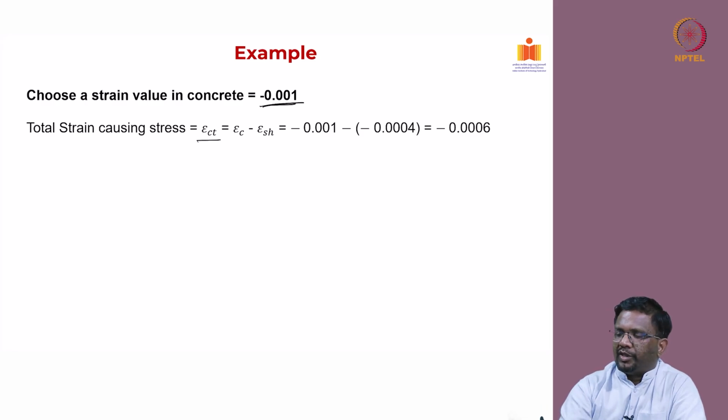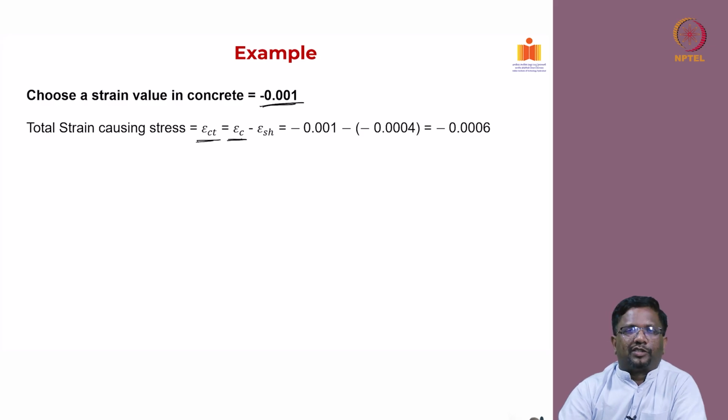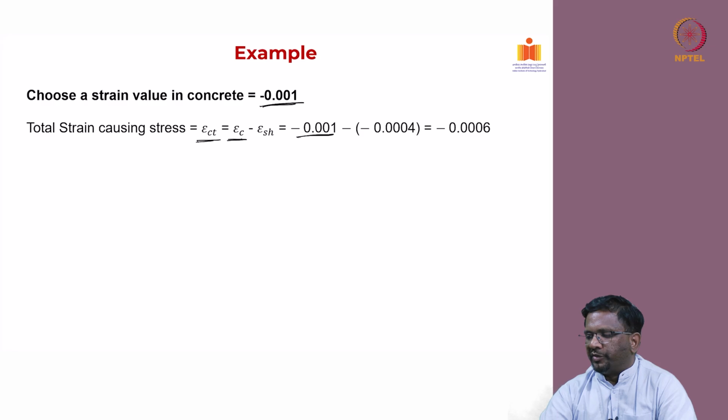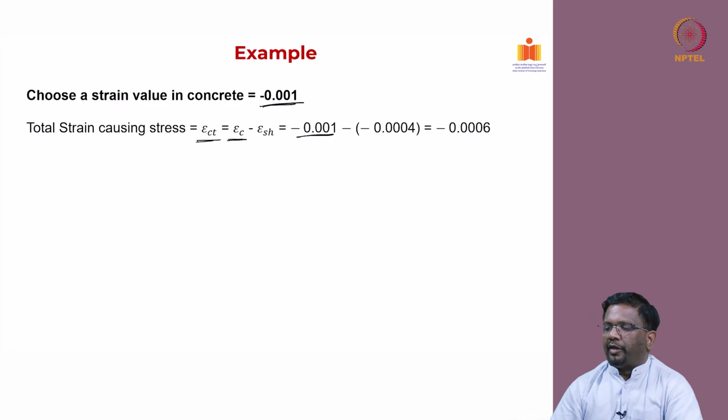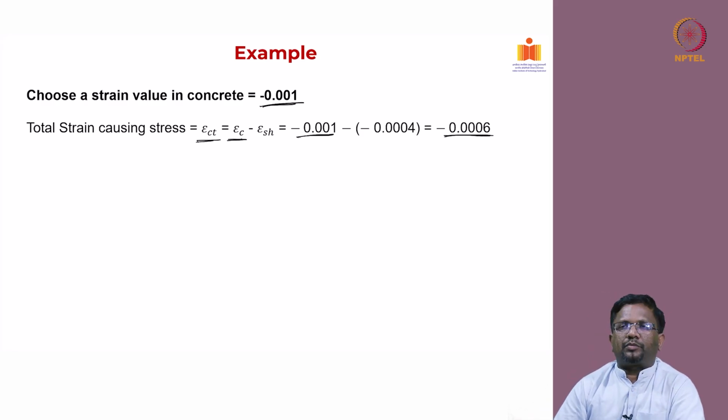What is the total strain? The total strain is epsilon C in compression minus, because the actual strain will be epsilon Ct plus epsilon Sh. Now here I want to calculate the total strain causing the stress, which is epsilon Ct. That means it should be epsilon C minus epsilon Sh. So epsilon C is minus 0.001 of your compressive strain. Shrinkage strains are negative 0.0004. If you take it, the net strain becomes 0.0006 in compression, right.